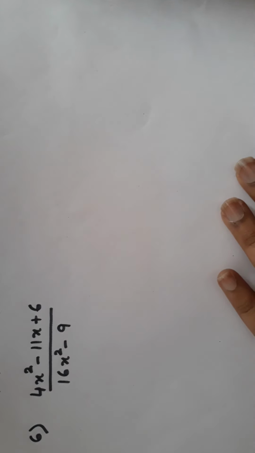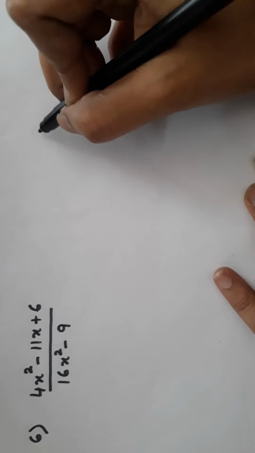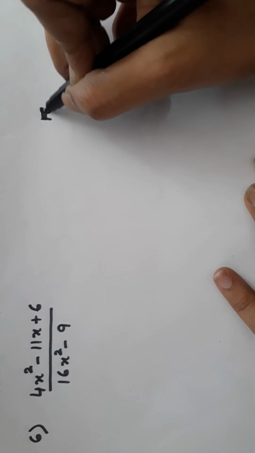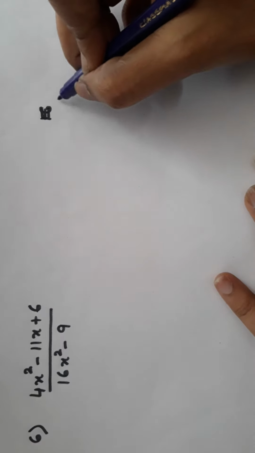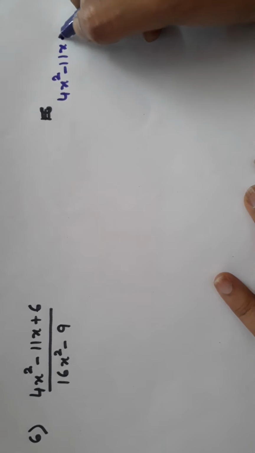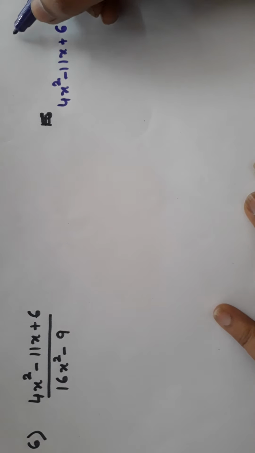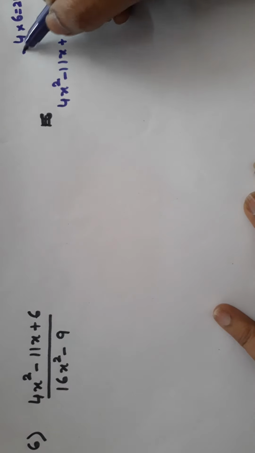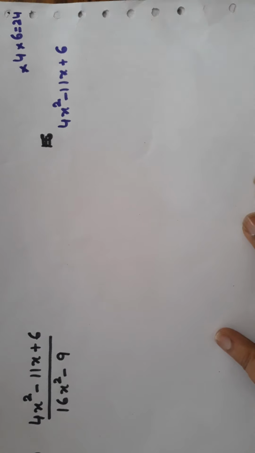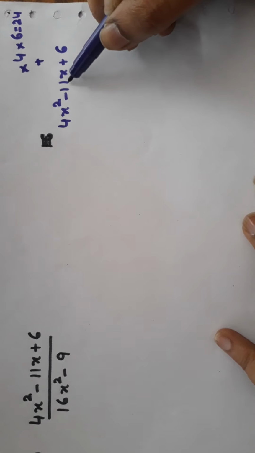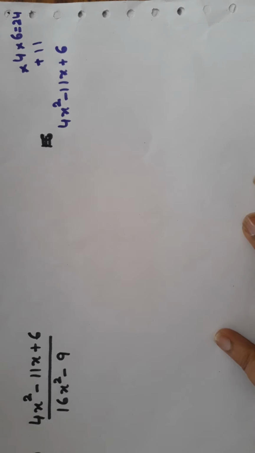Question number 6. 4x square minus 11x plus 6 upon 16x square minus 9. Numerator is 4x square minus 11x plus 6. Take the product of the coefficient of the first term and the constant term, 24. So when multiplied you should get 24. The sign here is plus. Coefficient of the middle term is 11. Two numbers which when multiplied give the answer 24 and which when added give the answer 11.